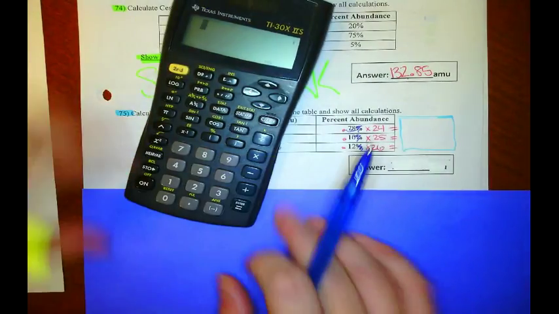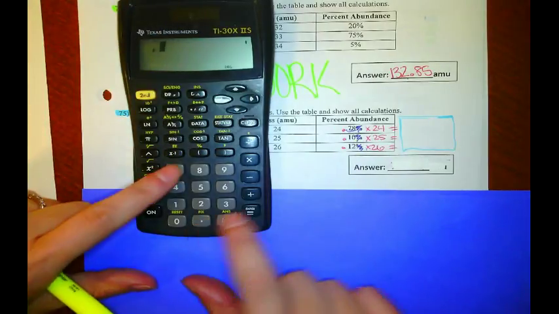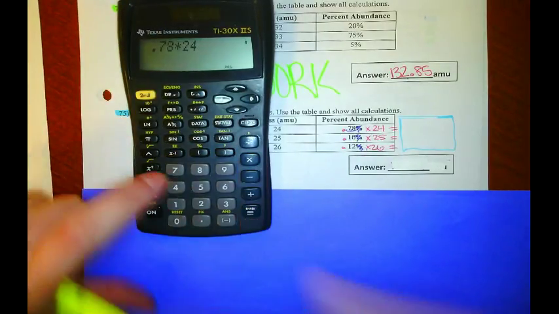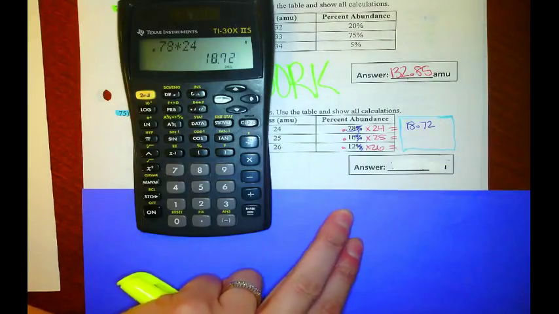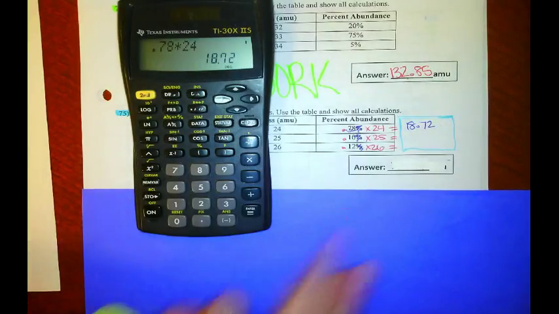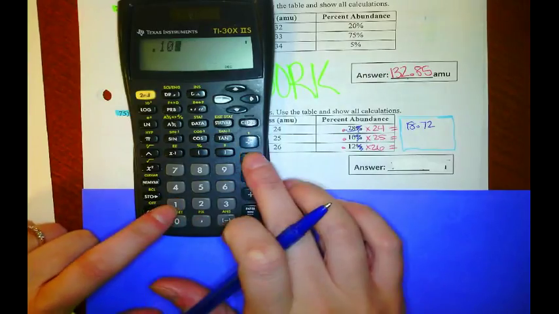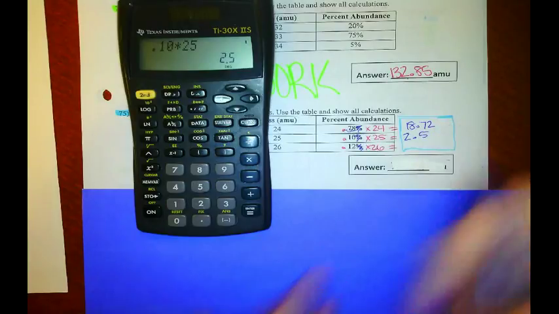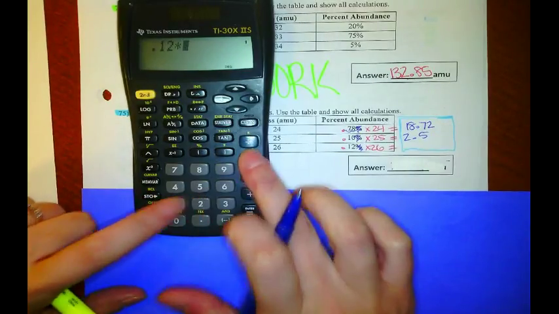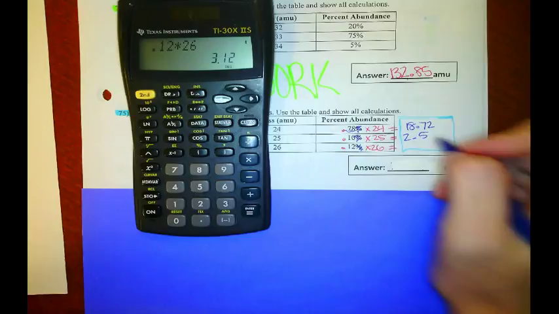So if I'm going to calculate that out, I need to get 3 separate answers. So 0.78 times 24 is 18.72. That is not my answer. That's only a third of it. So keep going. 0.10 times 25. Okay, 2.5. 0.12 times 26. All right, 3.12.